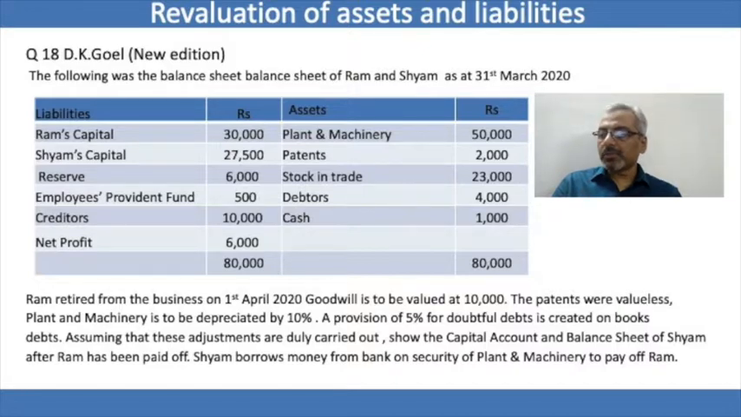Here another thing has to be understood very clearly, that the question has not asked us to pass any journal entries, but before making the capital account, it becomes important that we make the revaluation account to understand the profit or loss on revaluation. We should also do the internal journal entries, that is important, and here there are two internal journal entries. One is for reserve and the other one is for the net profit. So let's get started.